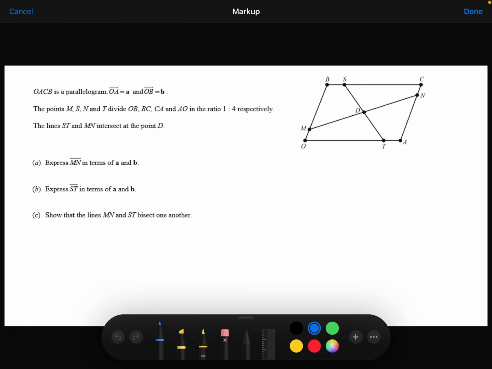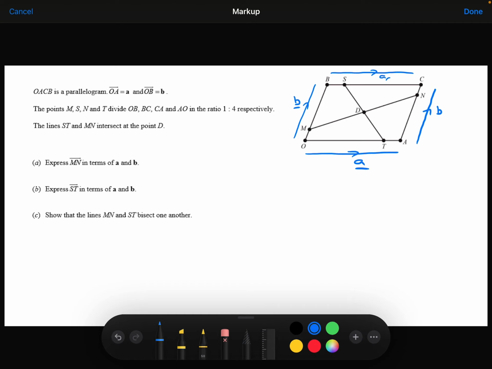OACB is a parallelogram. O to A is the vector A, and O to B is the vector B. So because it's a parallelogram, that means that this over here is going to be B as well, and this over here is going to be A as well.